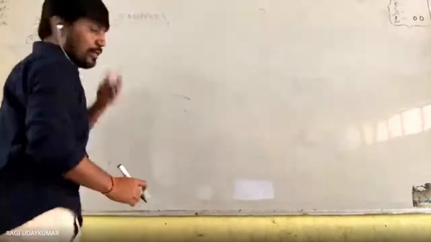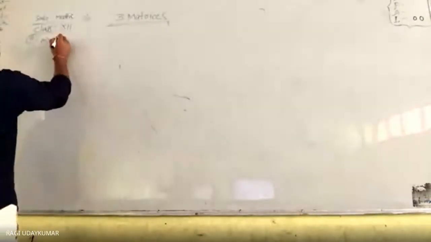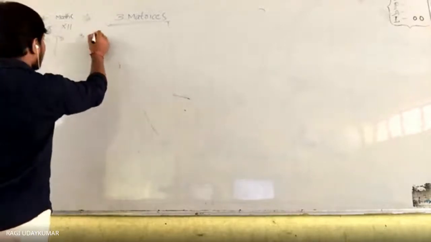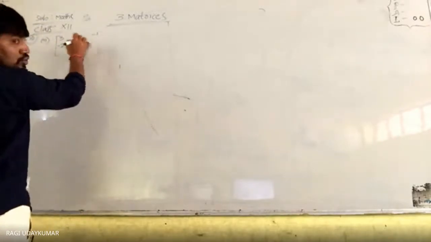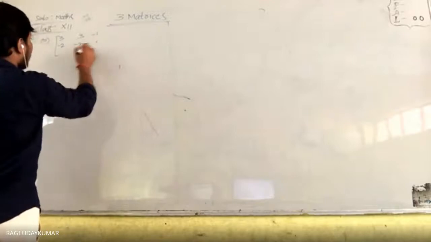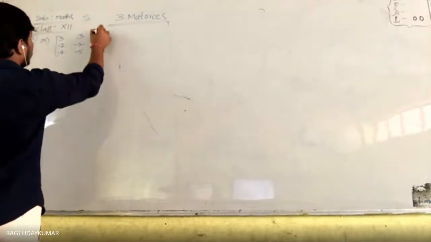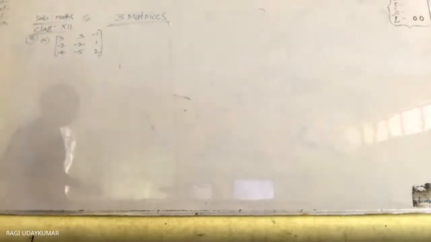Third one is given to you. This is a matrix: 3 3 minus 1, minus 2 1 minus 4, minus 5 2. Okay.